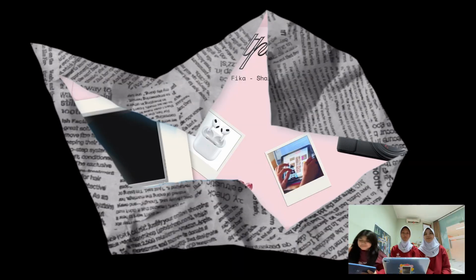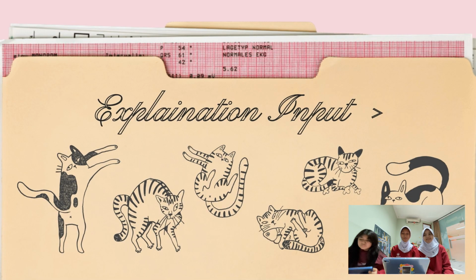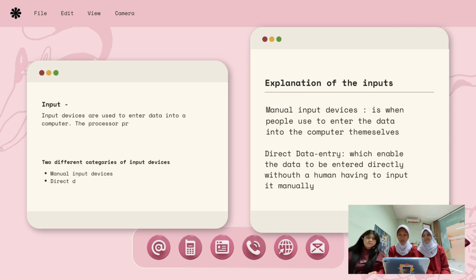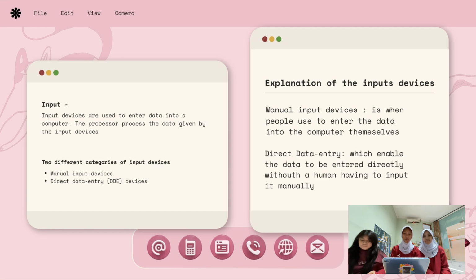So today we're going to present about input and output devices. Input devices are used to enter data into a computer. The processor processes the data given by the input devices. Two different categories of input devices are manual input devices and direct data entry devices. And here are the explanations of input devices. There are manual input devices and direct data entry.